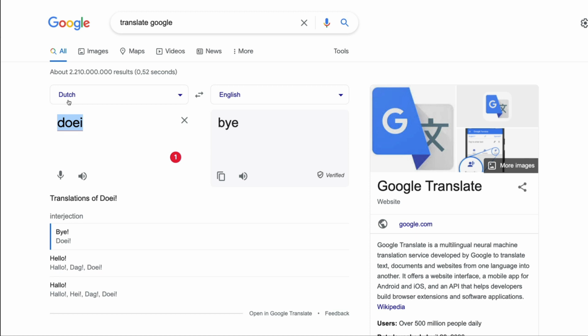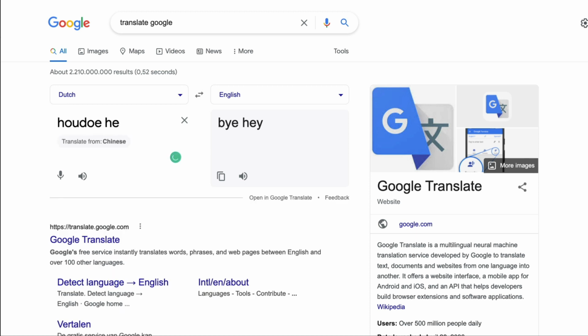However, I'm from the southern region of the Netherlands, from a place called Brabant. And here it's kind of normal to say houdoe as you're saying goodbye. But saying this is relatively uncommon unless you are from the southern province of the Netherlands. If you were from the south of the Netherlands, this would be a very common way to say goodbye. But in this case, even Google's translation engine is having a little bit of trouble detecting it.